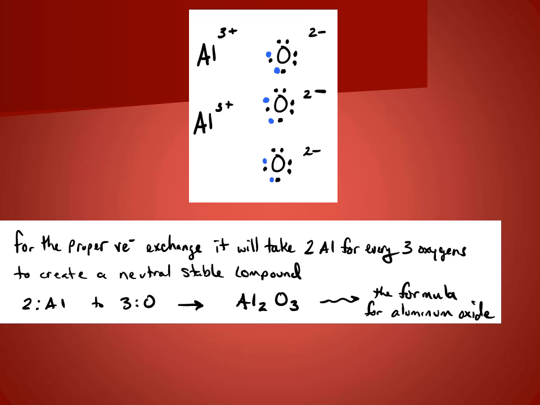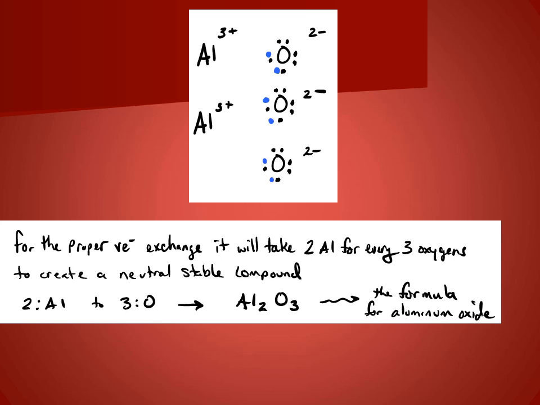For the proper valence electron exchange, it will take 2 aluminums for every 3 oxygens to create this neutral, stable compound. It's a 2 to 3 ratio. Therefore, the formula becomes Al2O3, the formula for aluminum oxide. This is how we can determine that.